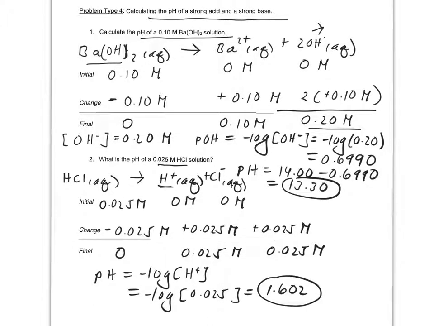I also wanted to point out that in both these problems, the contribution of the autoionization of water into H plus and OH minus is neglected, because that concentration when water autoionizes is 1 times 10 to the negative 7, which is very small compared to 0.1 molar or to 0.025 molar.